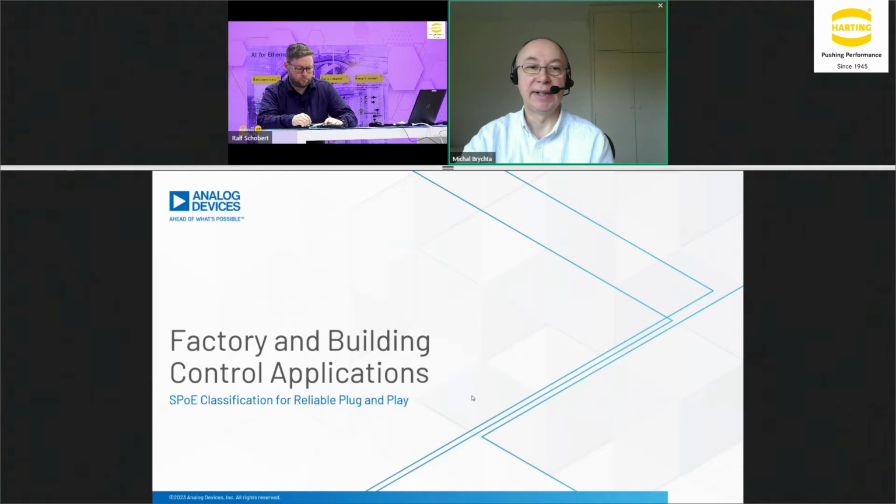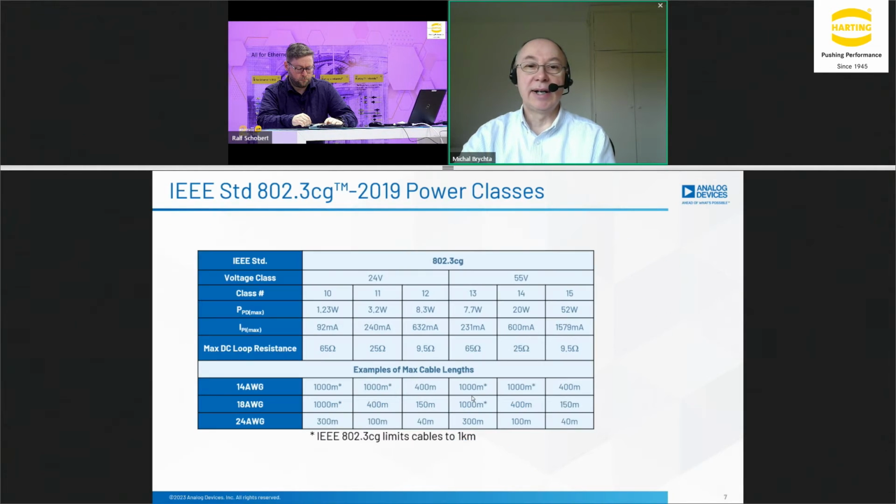Start with the factory and buildings. So as you can see, the power classes, these are defined in IEEE for different devices that need different power, starting from over a watt, going all the way up to over 50 watts of power over the single pair Ethernet. And you can see two different voltages. And I'll talk a little bit more about that, because some devices may need 24 volts.